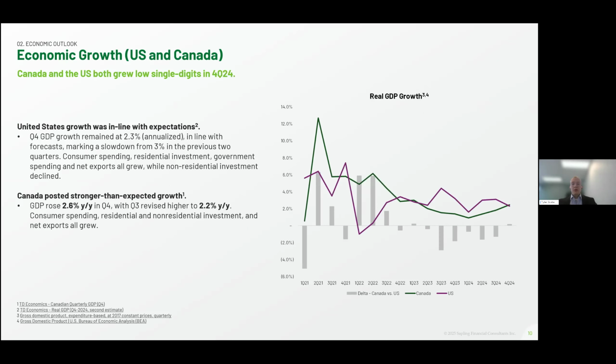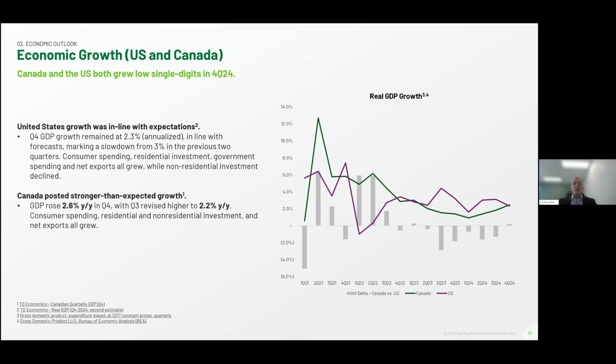So firstly, economic growth. On this slide, we present quarterly real GDP growth in the US and Canada since 2021. Canada is the green line and the US is the purple line in the chart on the right. As a reminder, GDP, or gross domestic product, is the most common measure for the size of an economy, measuring the total value of goods and services produced by that economy over time. And real GDP, again, is just adjusted for inflation.